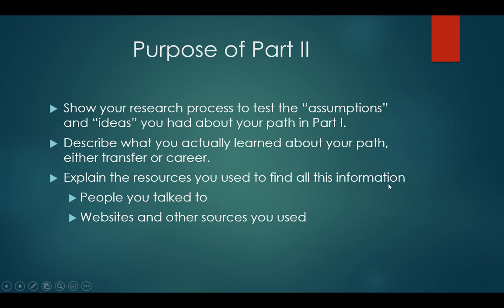So the purpose of part two, now that you've done part one, which was basically what are your goals and what do you already know about your pathway? So that was, what are my assumptions? What do I already know about that path that I'm choosing? Either you chose the transfer path and you're talking about the college that you're going to, or you chose the career path. Part two is actually starting to learn about that pathway.